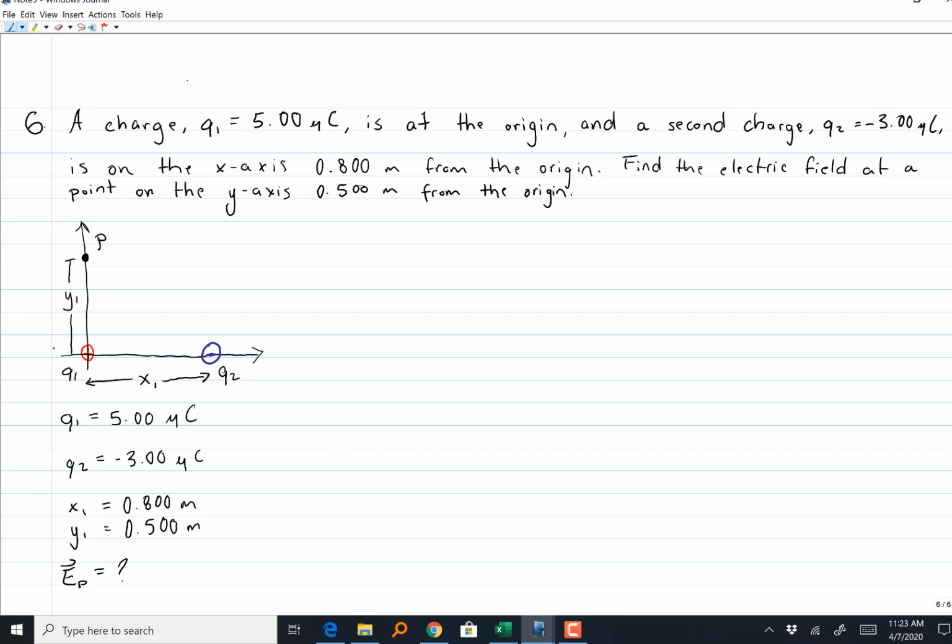All right, so this is an electric field problem in 2 dimensions. So the first thing that I will want to do is be drawing the electric fields for each of these charges individually on my free body diagram analog.